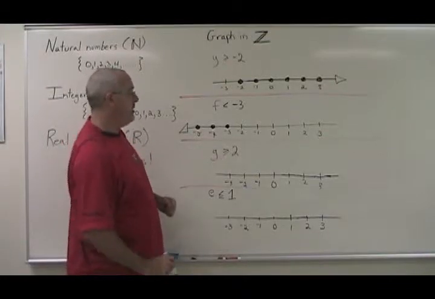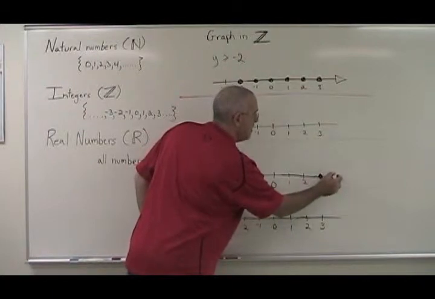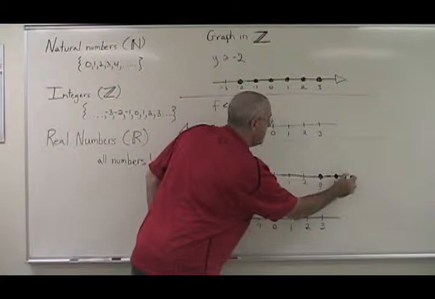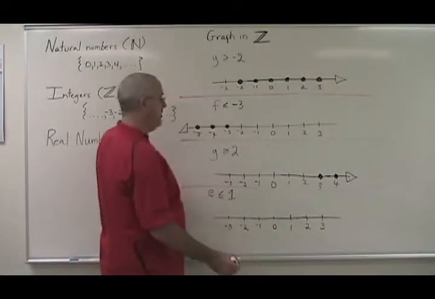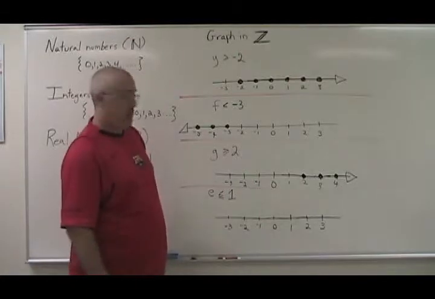G greater than or equal to 2. Again, it looks like the natural numbers answer to the same equation. 3 and 4 are greater than 2. It goes on forever in the positive direction, but we have to include 2 because it is equal to 2.